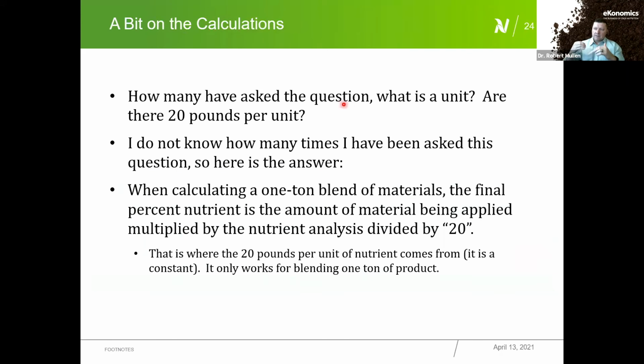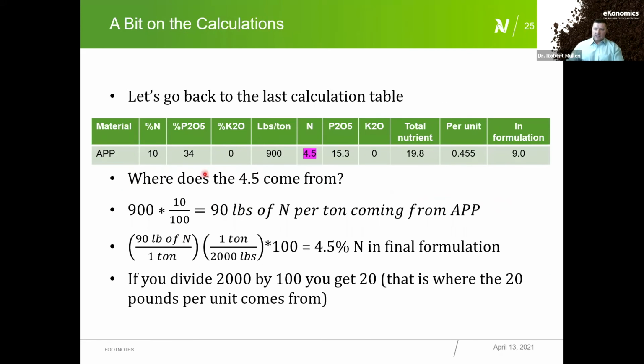So this is always a point of confusion, so I'm going to clear it up right now. You see it published, it says there's 20 pounds per unit. What the heck does that mean? Where did that 20 pound come from? Well, it's only valid when you're calculating a 1 ton blend of materials. Maybe the easiest way for me to show you is this. So where does this 4.5 come from?